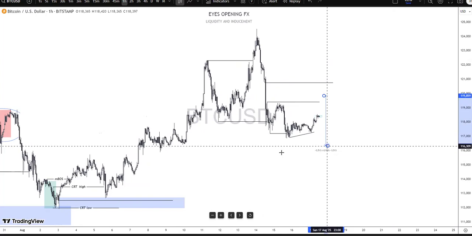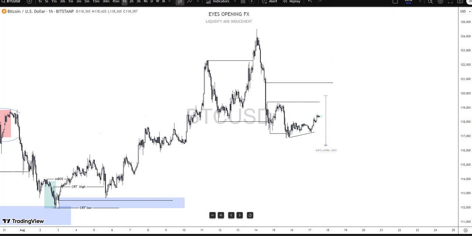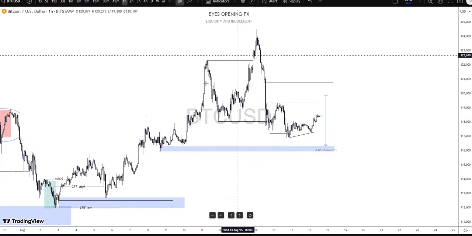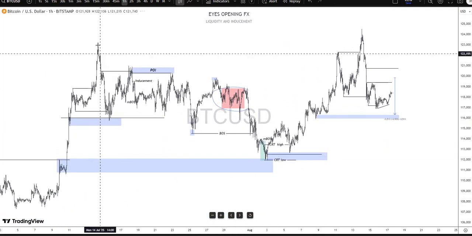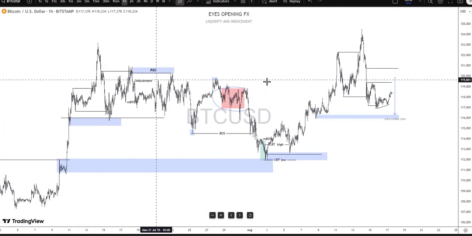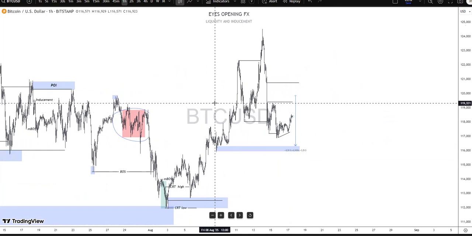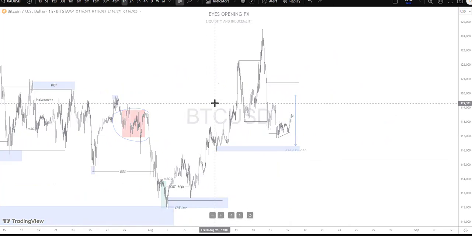So my last mitigated zone is this area. So this is my next point of interest. Market can give us a short-term pullback or possible buy continuation to the upside, since we are fully bullish on higher time frame. So this is my view on BTC. Now, let's look at gold.